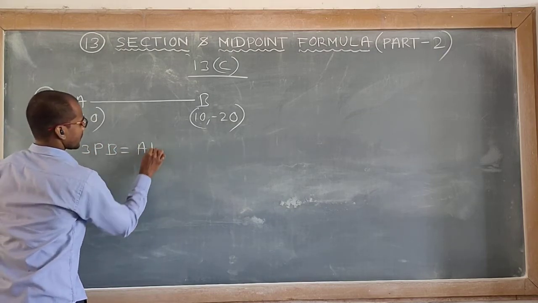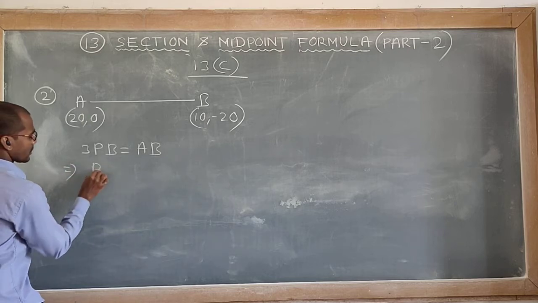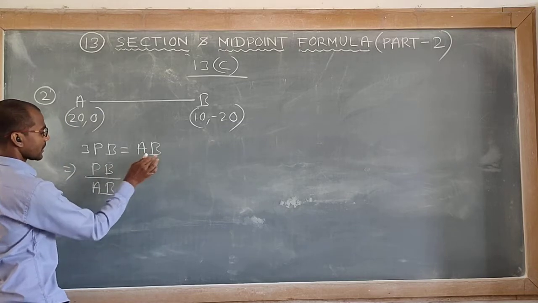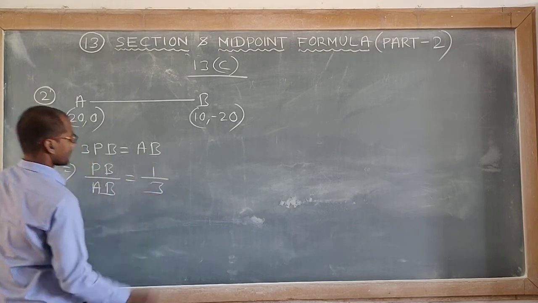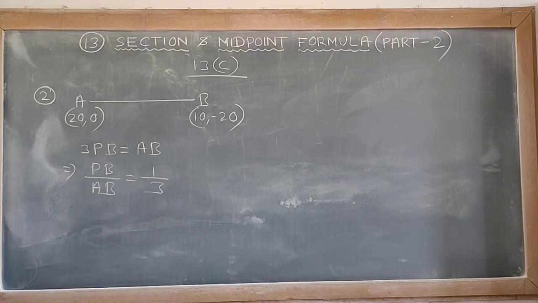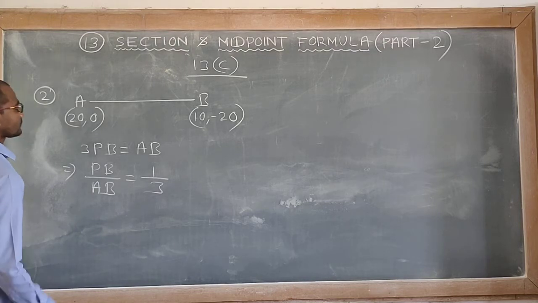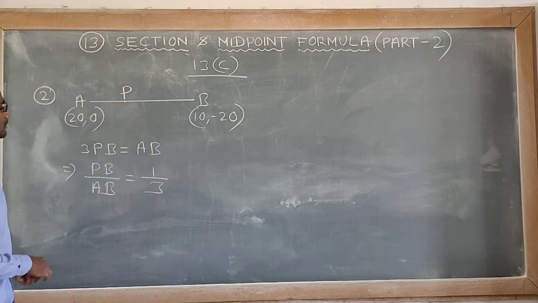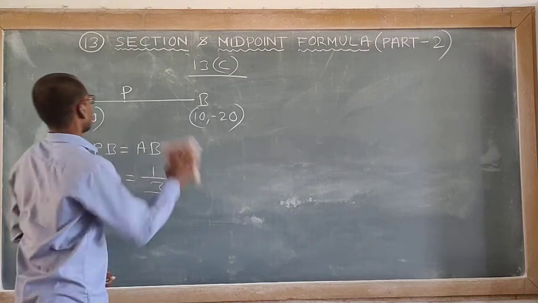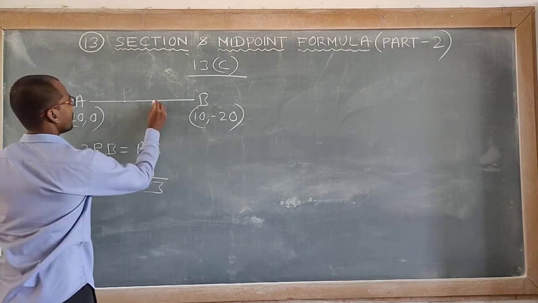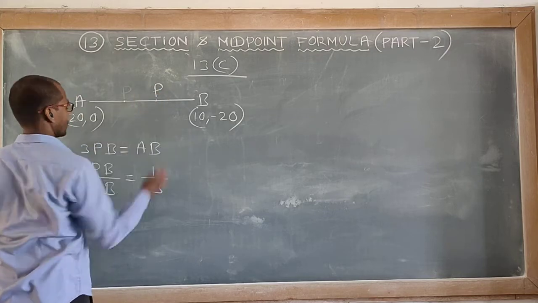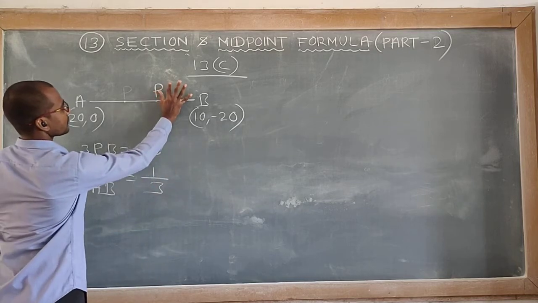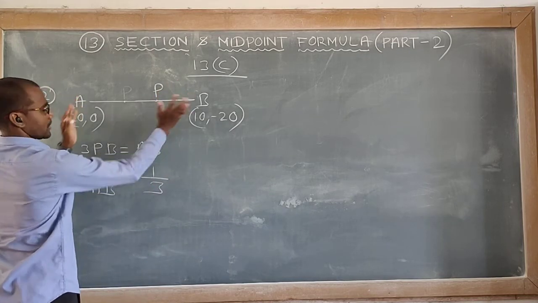3PB is equal to AB, or PB by AB is equal to 1 by 3. Okay, let PB here. It means if PB is 1, AB is 3. If this is 1, PB is 1, and this whole is 3.